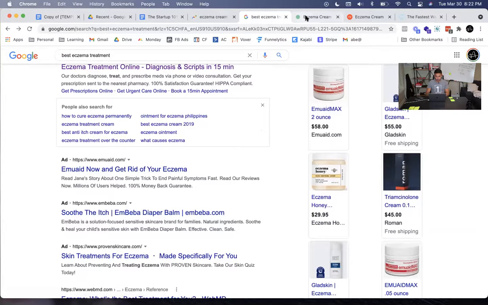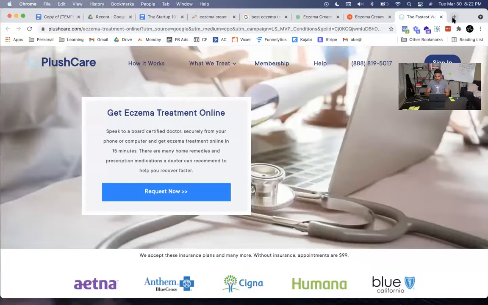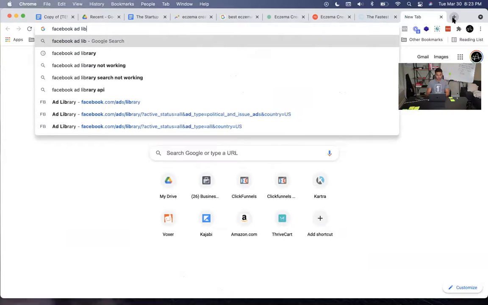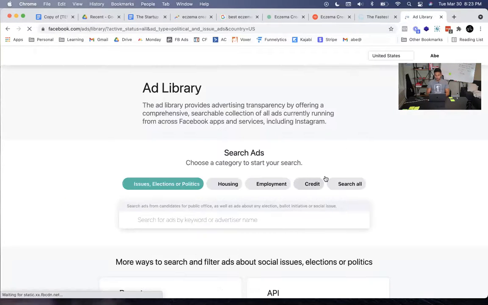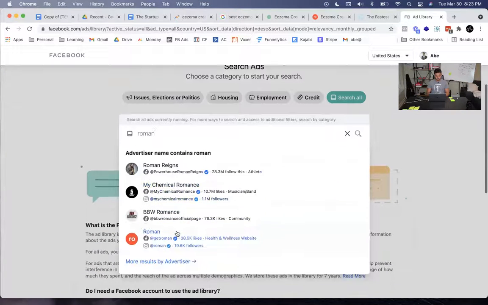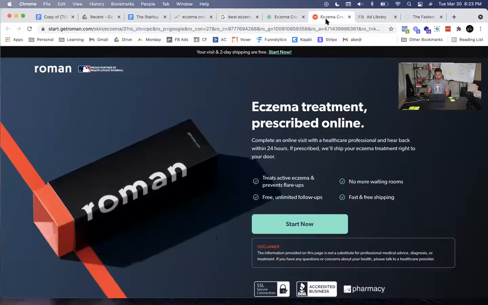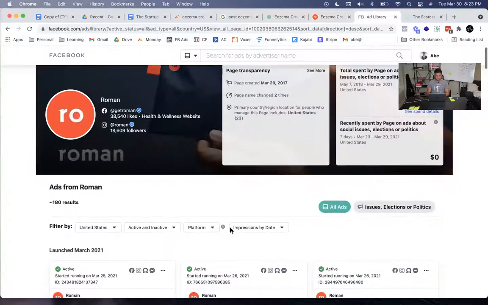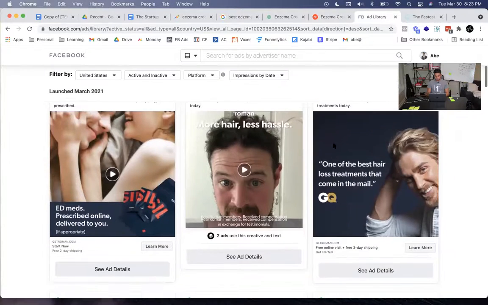So we looked at here, Gladskin and Roman. Let's look at Roman. So the thing you can do is go to Facebook ad library. Okay. Go to this website. Search all ads. Roman. Get Roman. So this is the same company as this company, right? So you want to see if they're advertising this on social media. So they're advertising on social media. We got ED, hair loss.